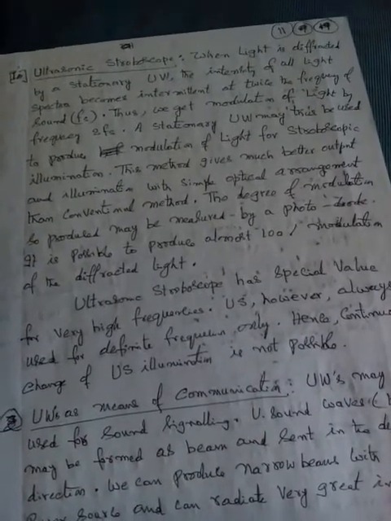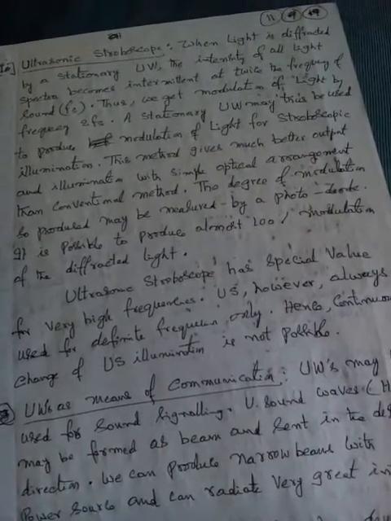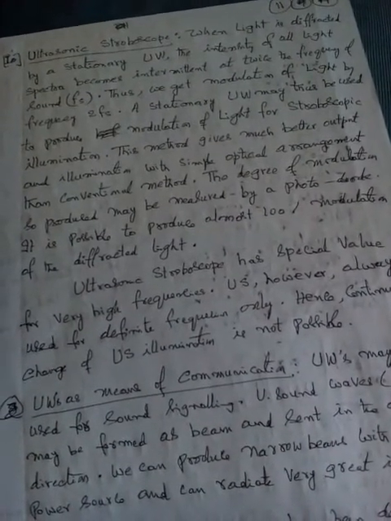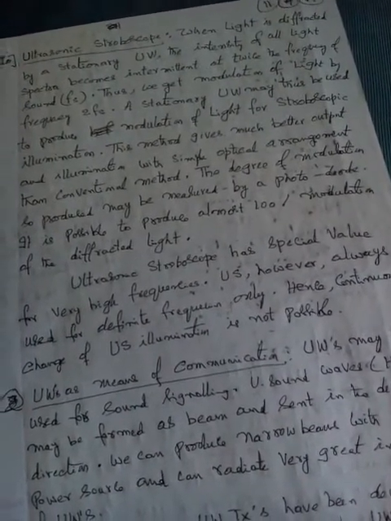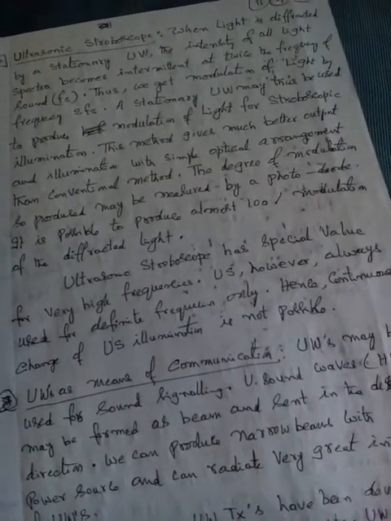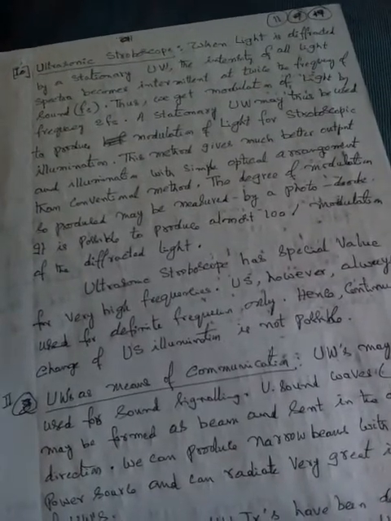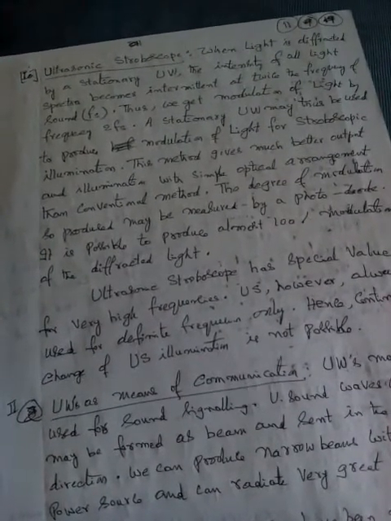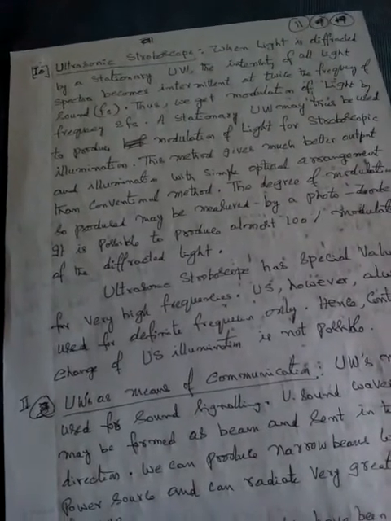So the ultrasonic stroboscope has special value for very high frequencies. However, it is always used for definite frequencies only. Hence, continuous change of ultrasonic stroboscope illumination is not possible. So these ultrasonics are used in the stroboscope for getting better illumination compared to the conventional method. That is one important application of ultrasonics.